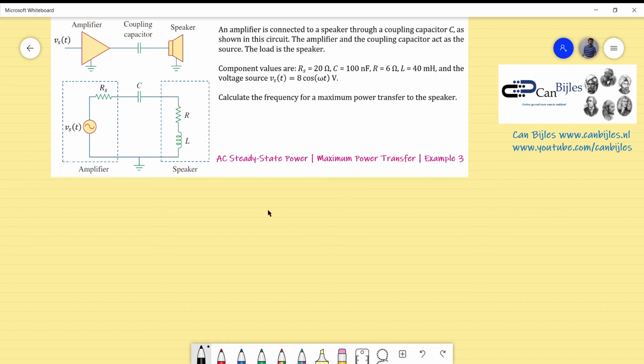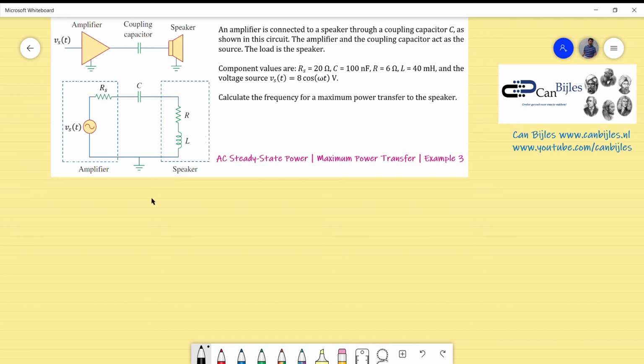Now, let's look at the situation again and more carefully. What was the situation for maximum power transfer? The source impedance, Z of S, which we called it also in the previous examples, must be equal to the complex conjugate of the Z of L, so the complex conjugate of the load.